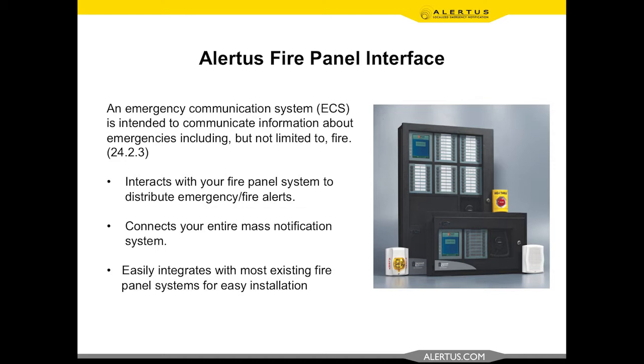So what I'm going to explain to you right now is not necessarily something that NFPA 72 mandates right now. I'm sure that eventually they will get to it, or just by reading different NFPA 72 codes, you can tell that we've been able to decipher them, think of a better technology, and leverage the existing technology to do the following. An emergency communication system is intended to communicate information about emergencies, including but not limited to fire. That's part of the definition of an ECS.